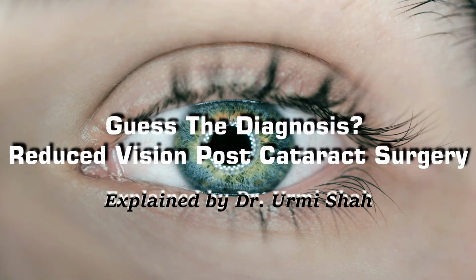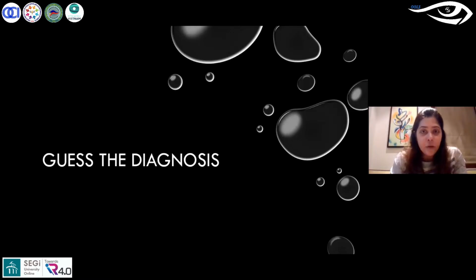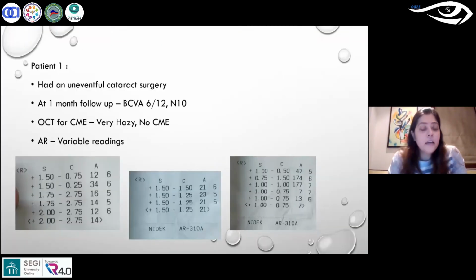This is something where I would like you all to think as to if you can guess the diagnosis. This is the first patient. He had an uneventful cataract surgery. The cataract surgery was very smooth. The cornea was clear. At 1 month follow-up, his best corrected visual acuity was 6/12 N10.